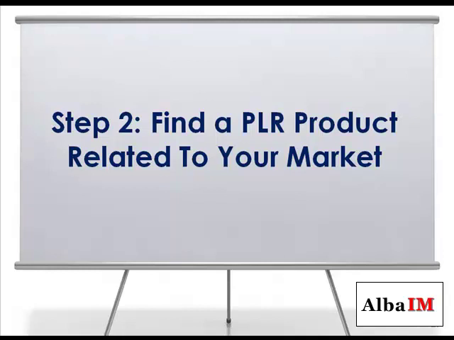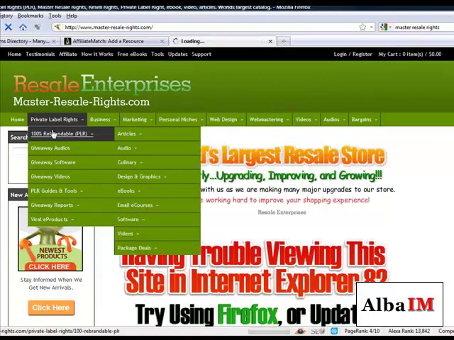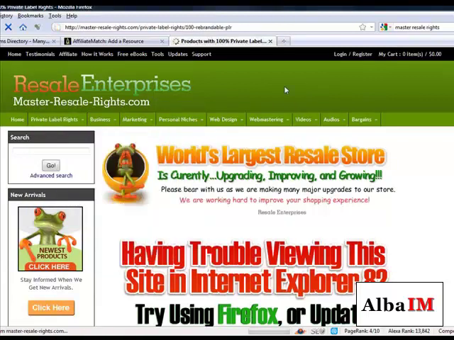All right, so it can be like a hot tip book. 101 ways to grow bigger tomatoes, and that whole book is compiled of tips and articles. Just as a quick tip, you can head over to master-resale-rights.com, and you can see a huge database here, a huge directory of private label rights products that are available for you to get.